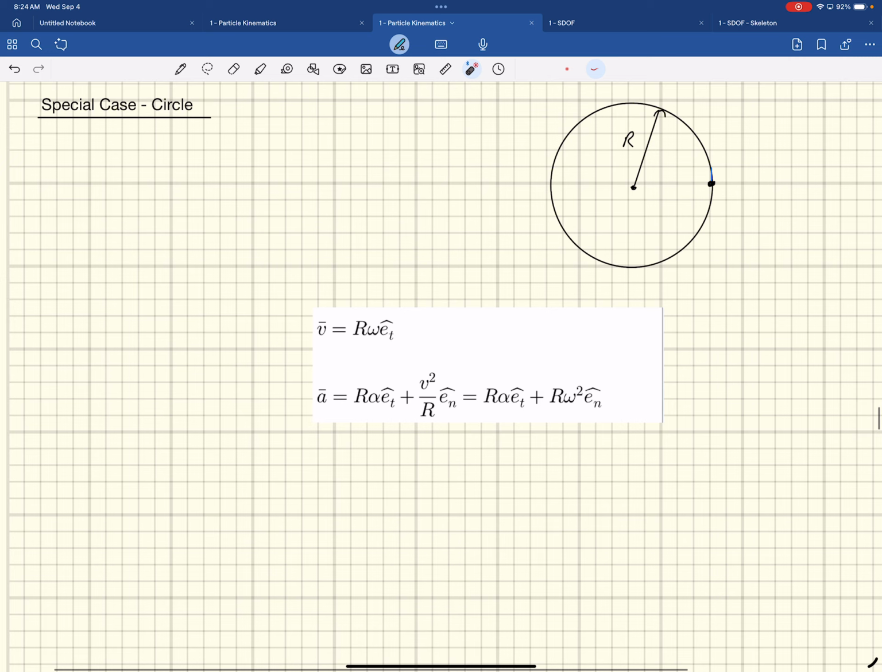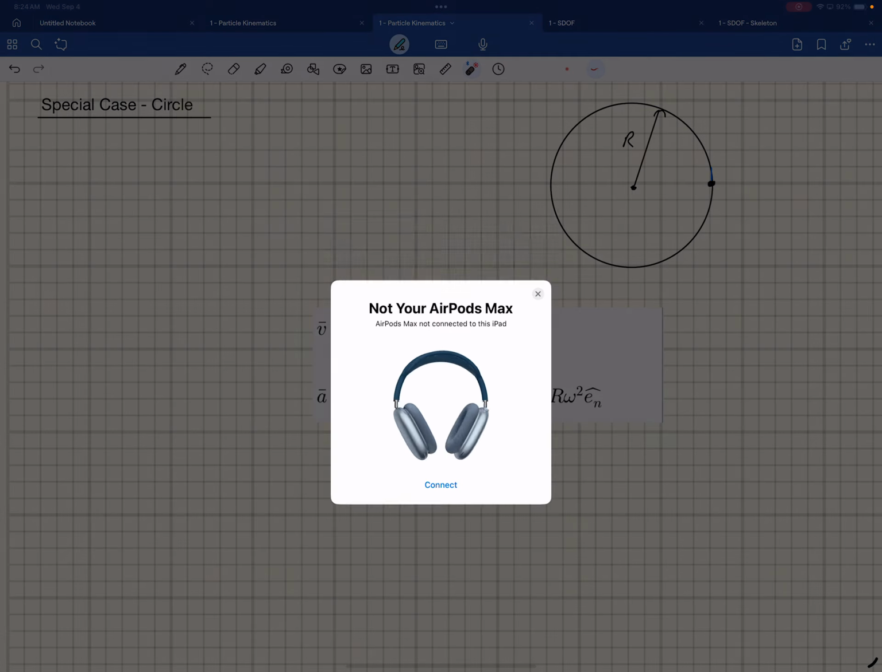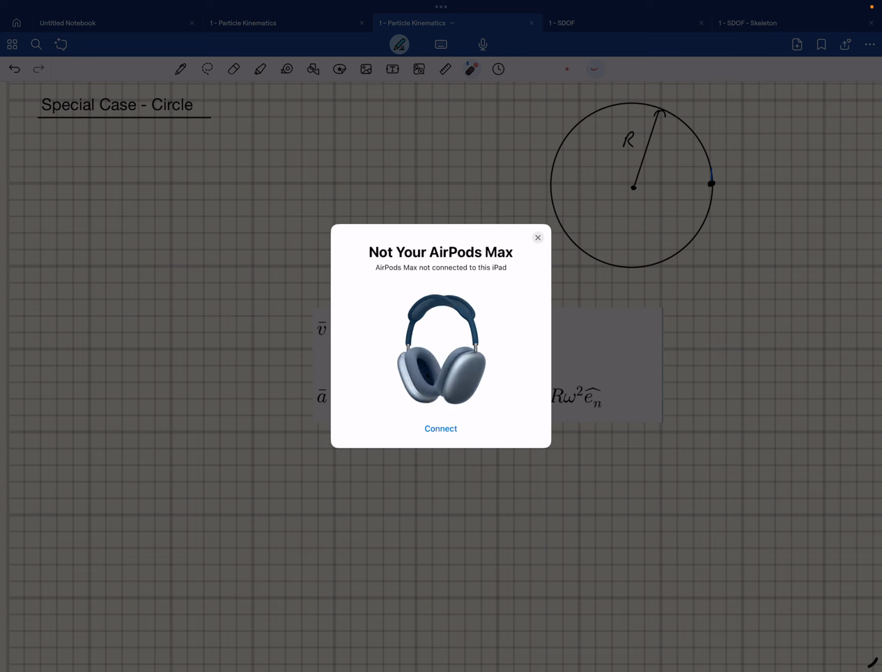Okay, so let's come down to this. Now we're awake and whatnot. Okay, so now we're talking. A special case of a normal tangent coordinate system type problem is a case where we have a circular motion, just like we saw there. So something's traveling around a circle, it's a known path.